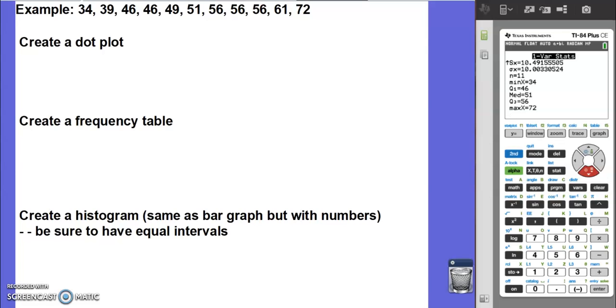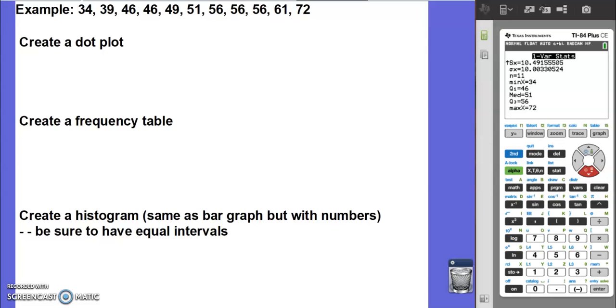This is chapter 11, part 2 of finding statistics using the calculator or with different types of diagrams. Here we have the same data that we used in video 1, part 1. Here we have certain numbers. I've already put them in order from least to greatest. We've already found the average, the median, and the mode. We already did all that.